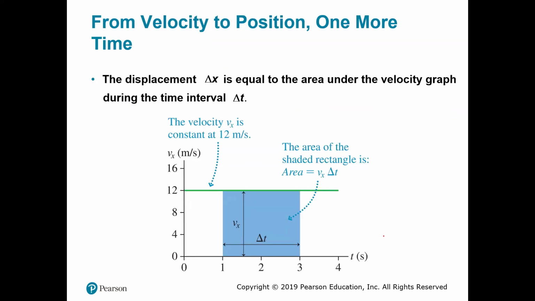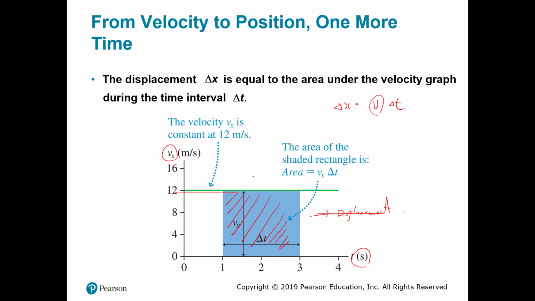And another important property of a VT graph is the area under the VT graph. The area under the VT graph is the displacement. Why? Because of the distance traveled, delta x. What is the definition of displacement? How much distance you travel? That's the velocity times time, right?